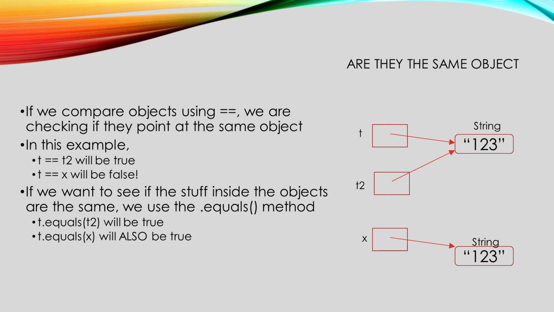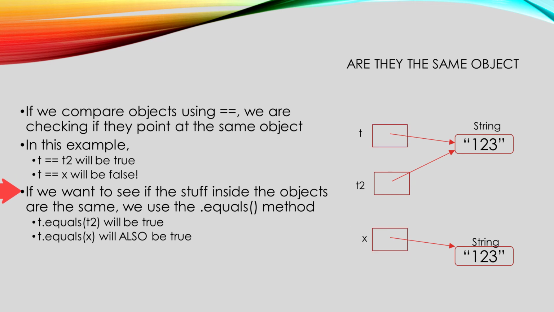Depending on the situation, we might want either of those definitions of equal, so we have to be able to code them both. In Java, if you compare reference variables using ==, then we are comparing the pointers, so it will be true only if the variables point at exactly the same object. In this example, if we compare t and t2 with ==, it will be true, but if we evaluate t == x, that will be false. Those are two different string objects, even though they contain the same information.